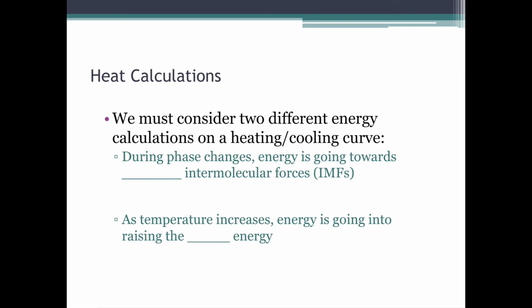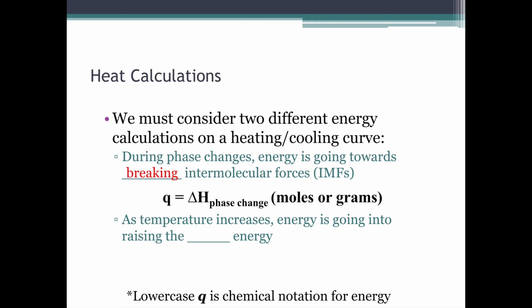So, heat calculations on a heating or cooling curve have two different energy calculations. During phase changes, energy is going towards breaking intermolecular forces, those IMFs, which means we're using molar heat of the phase change times either moles or grams depending on our units. Now, Q is just chemical notation for energy. It means the same thing as delta H.